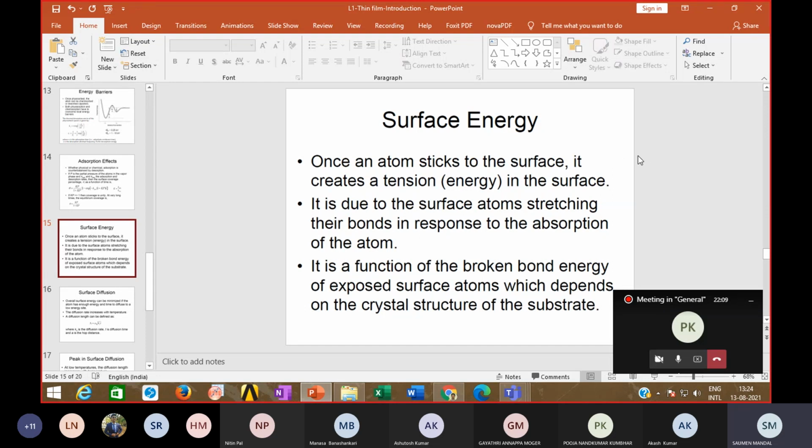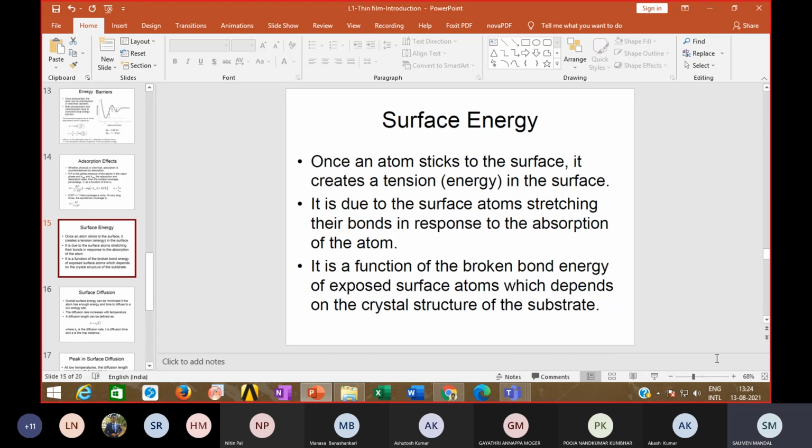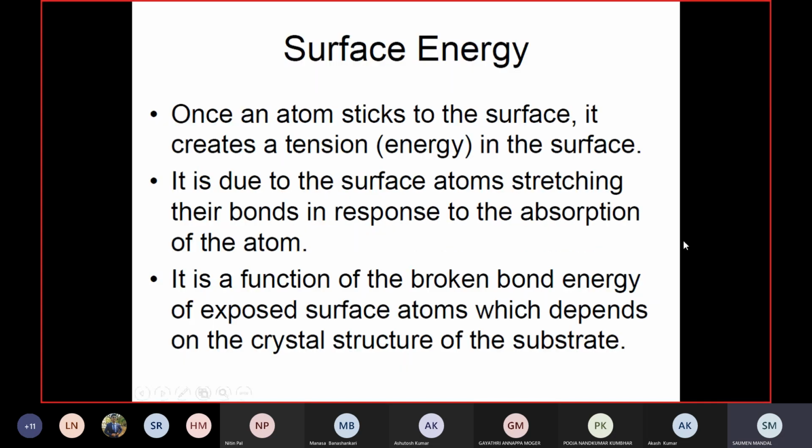Now, how is it linked to thin film deposition? When an atom is sitting on the surface, it changes the surface nature because it is changing the system. So ultimately it contributes to the surface energy. And whoever said water contact angle is correct, that is actually measured to get the surface energy.